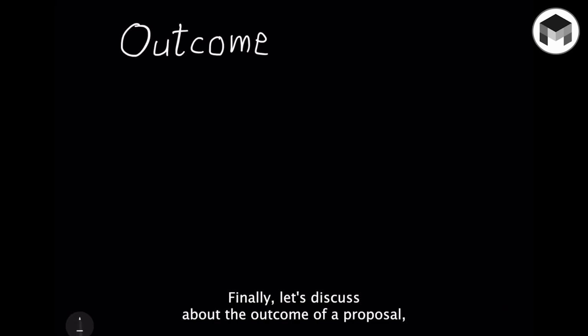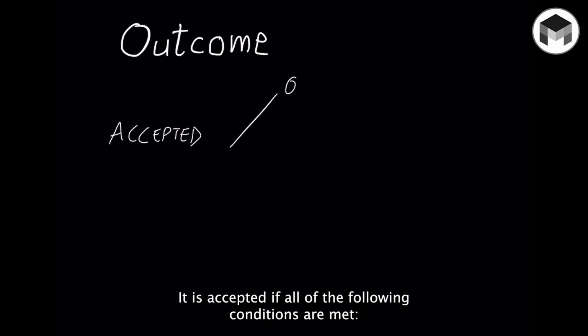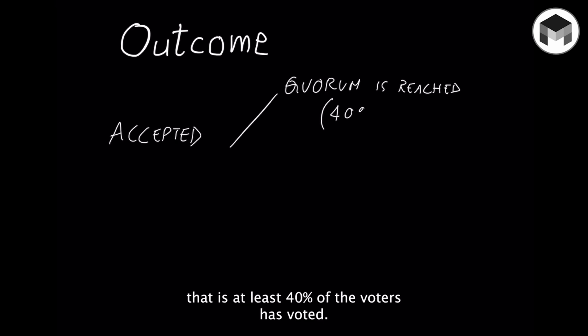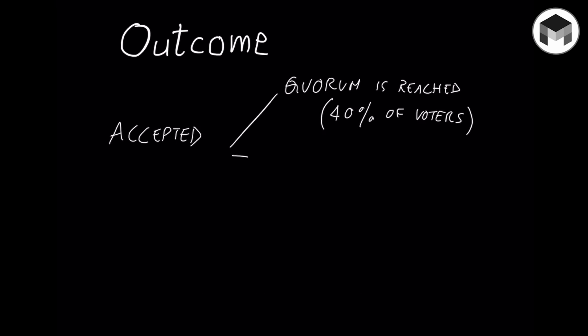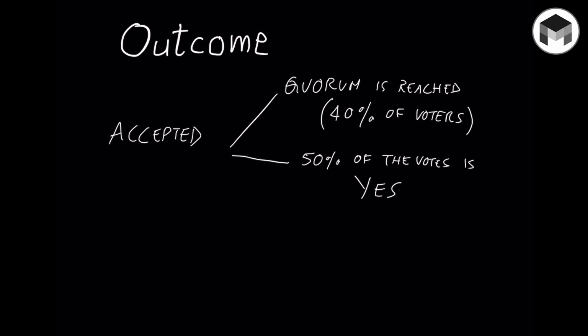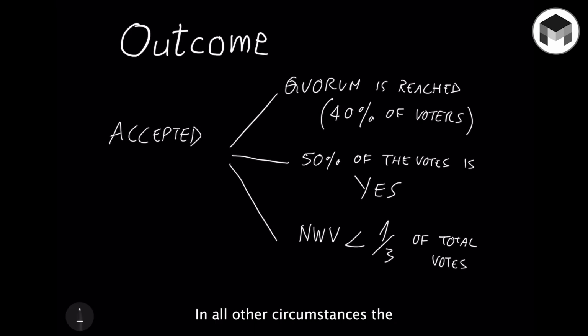Finally, let's discuss the outcome of a proposal, whether it gets accepted by the network or not. It is accepted if all of the following conditions are met. First, the quorum has to be reached, that is, at least 40% of the voters have voted. Second, if 50% of the expressed votes are a yes, and if the no with veto votes are less than 1/3 of the total votes. In all other circumstances, the proposal is rejected.